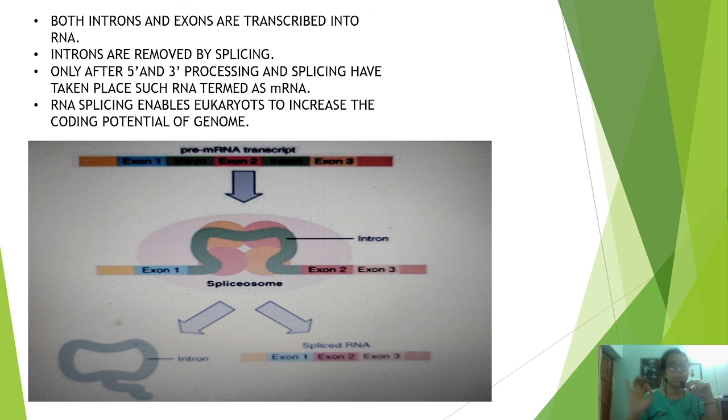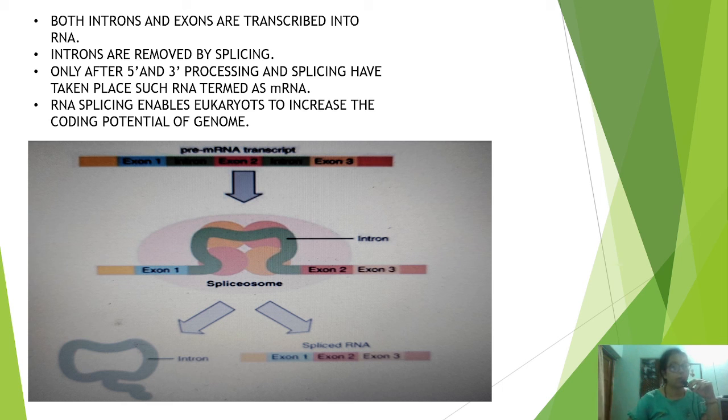For this splicing technique, you must be wondering when splicing occurs. As I've already told you, the first modification which takes place in the RNA is the capping process. Remember that capping is the first process which takes place in the pre-mRNA which is formed. The first process is capping, the second is polyadenylation, and the third step is splicing. So only after the 5' and 3' end processing is the splicing process done.